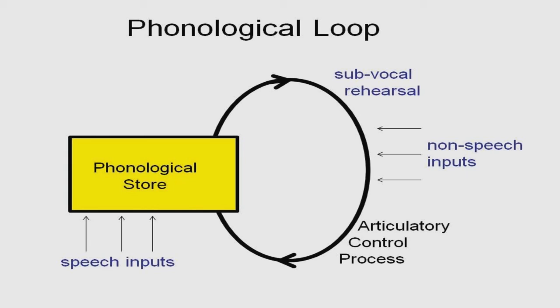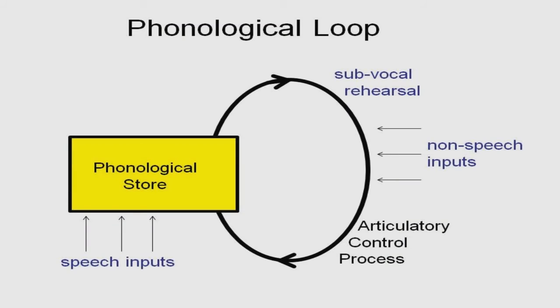Now, the purpose of the articulatory control process, or this loop, is to refresh the information in the phonological store so that it doesn't decay. And it refreshes it by subvocal rehearsal, so saying the words either in your mind, under your breath, etc. Or it can be out loud as well. That will do the job, it will refresh it. So it keeps the verbal information alive and restores it in here.